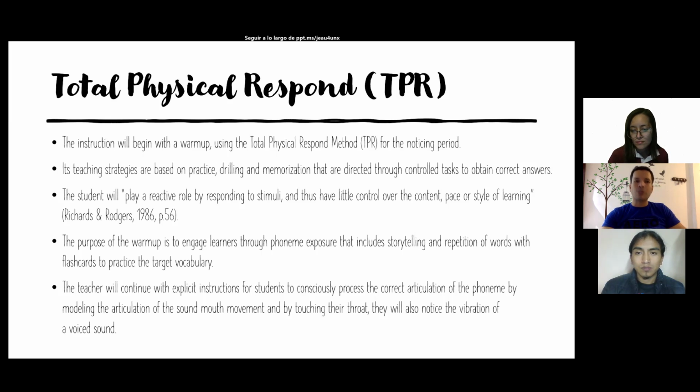The purpose of this warm-up is to engage the learner through the phoneme exposure that includes the storytelling and repetition of words with flashcards to practice the target vocabulary. The teacher will continue with explicit instructions for the students to consciously process the correct articulation of the phoneme. By modeling the articulation of the sound, mouth movement, and by touching their throat, they will also notice the vibration of the voice sound, like ba, ba.